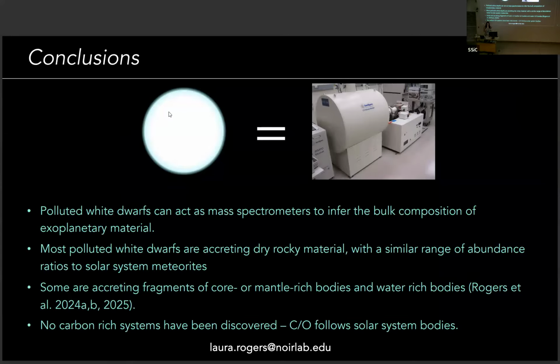Okay, so I hope that I've convinced you that white dwarfs can act as mass spectrometers for exoplanetary material, where we find examples of things being dry and rocky, but also things that are like water-rich systems, and also the accretion of core or mantle fragments. So yeah, there's really exciting stuff coming, and I'm happy to take any questions.